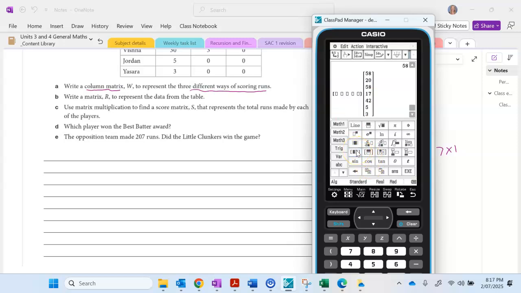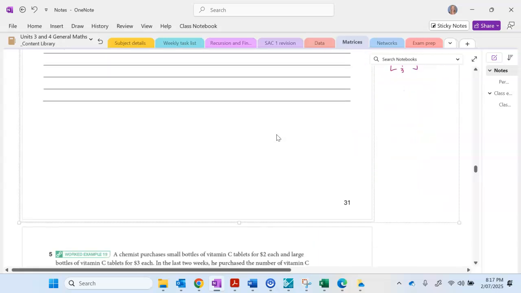There we go. So we want a 1 by 7. What have we got? 1, 2, 3. 1, 2, 3, 4, 5, 6. One more. 7. So if you had to show working out, let's say for your SAC or something like that, you would have to use a summing matrix. So we've got 203. Did they win? No. Sorry, clunkers. You did not win the game.